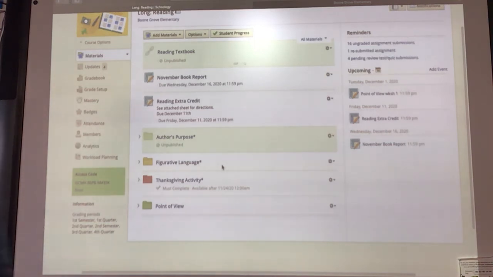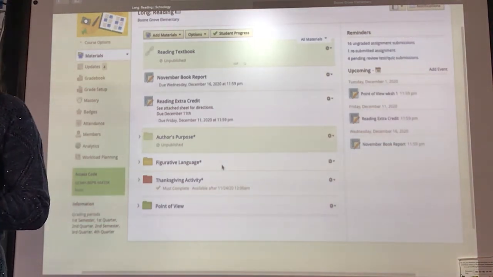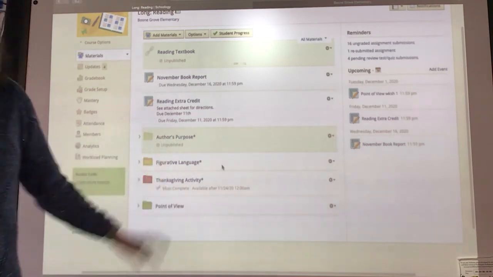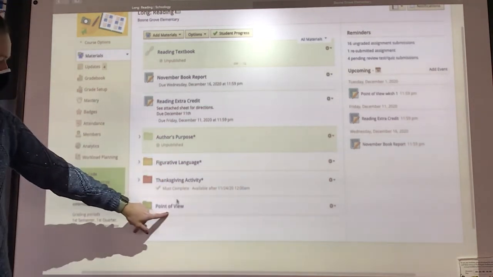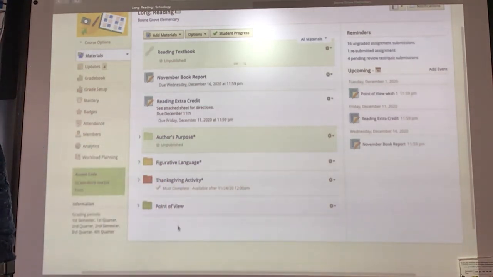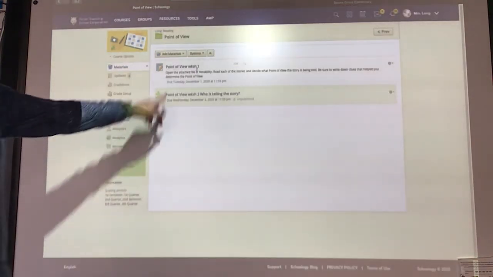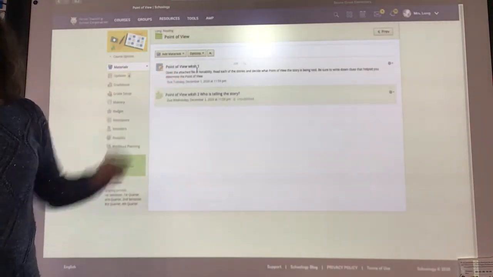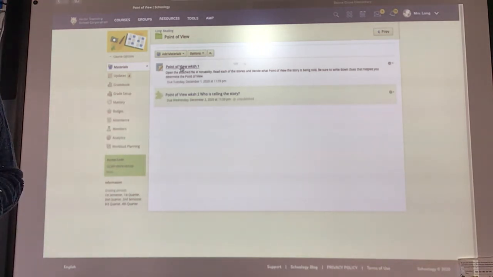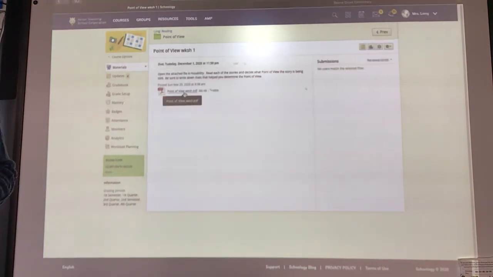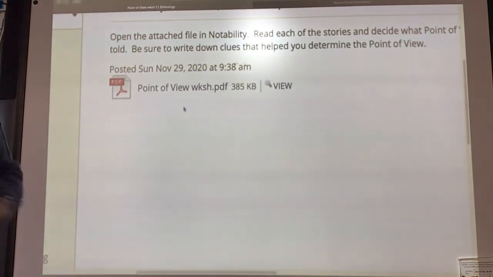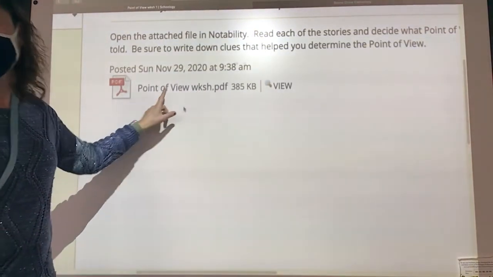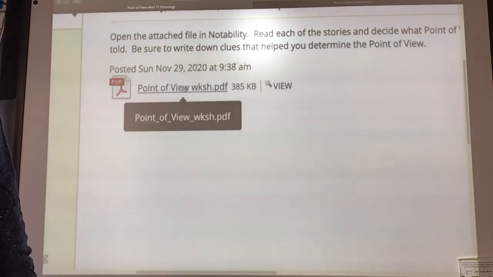All right, 3, 2. Today's assignment is going to be more practicing. So I added a new folder down here, point of view. In that point of view folder in Schoology, this is the only one you have open. Point of view worksheet 1. Okay, let me zoom in here. So you're going to open this. I think there are 3 stories.